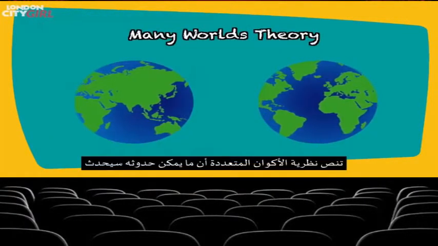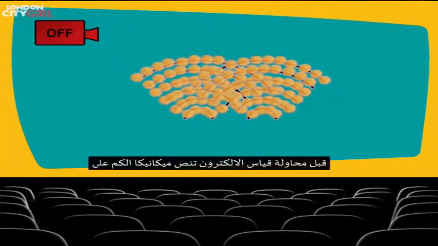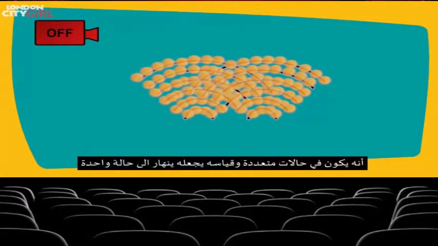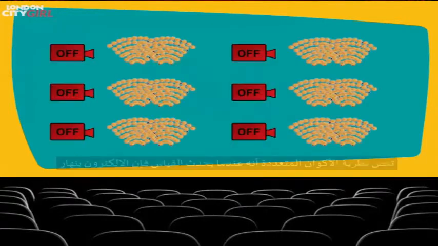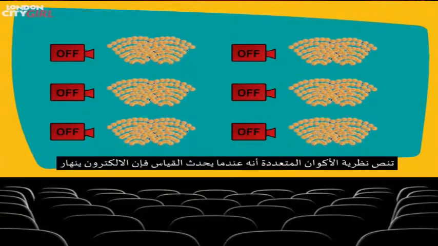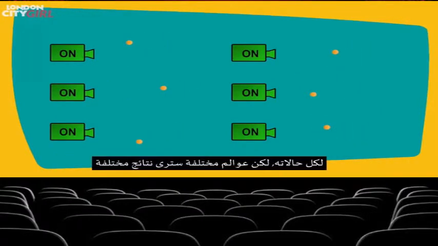The many worlds theory states that anything that can happen does happen. Before we attempt to measure the electron, quantum mechanics says it is in many states at once, and the act of measuring collapses it to only the one state. The many worlds theory states that in fact when the measurement happens, the electrons will collapse to all of the states, but different worlds will observe different results.